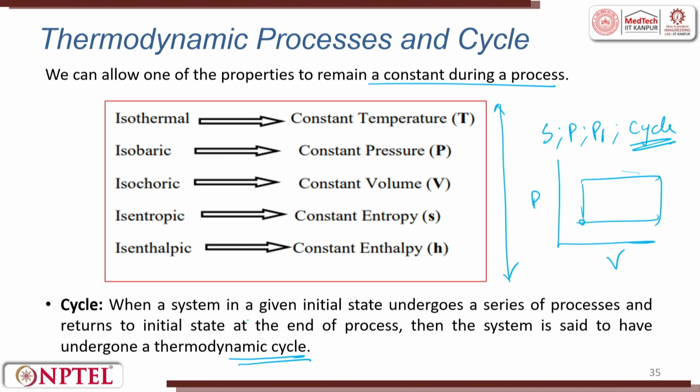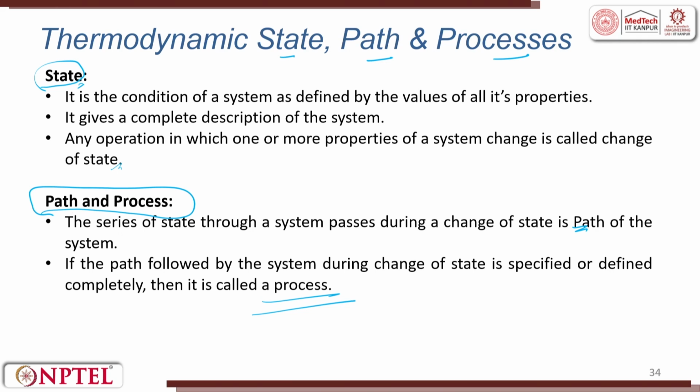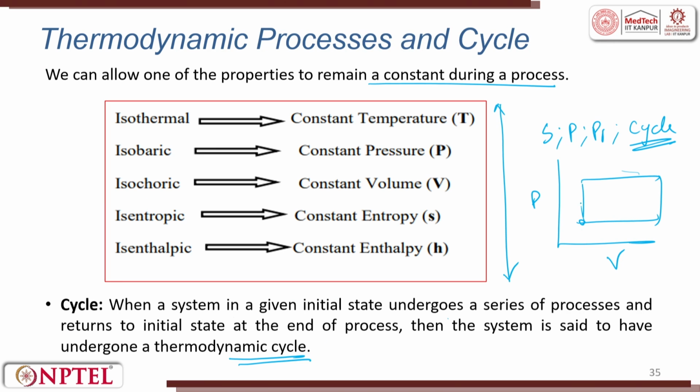Right? When the system in a given initial state undergoes a series of processes, what is a process? I am redefining: if the path followed by a system during a change of state is specified, then it is called a process, right? So this is a cycle.